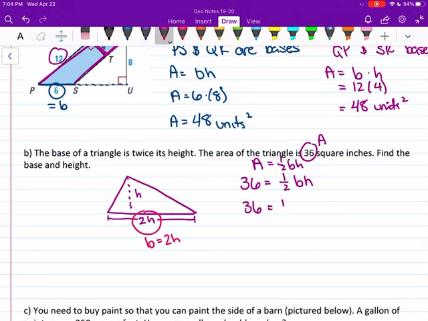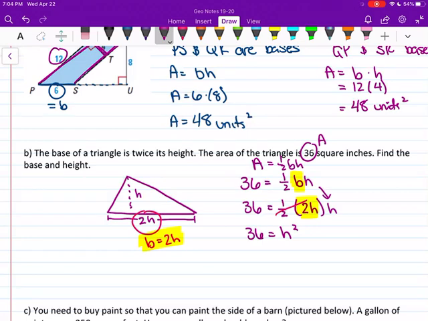So 36 equals 1/2. And then I have 2 times the height, which I replaced. So all I'm doing is replacing this B with this 2H. So that's all I did there. And then I still have that other H on the end. Okay. So now if I put it all together, well, hey, this looks nice because my 1/2 and my 2 will cancel when I multiply those together. So I get 36 equals H squared.